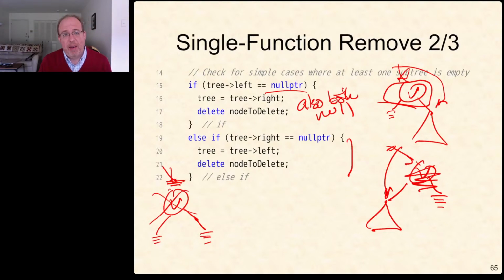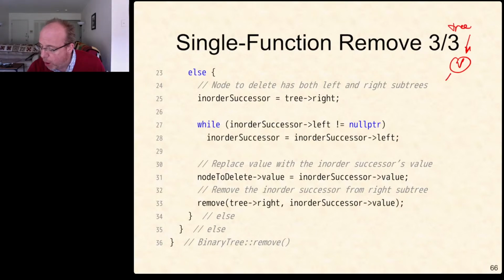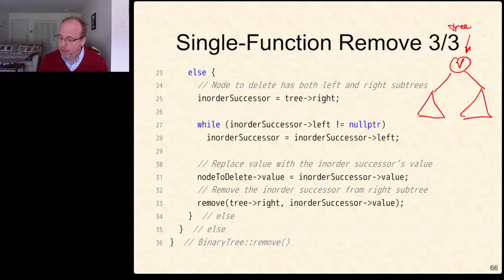Okay? The thing that's left is the hard case. I'm going to walk through this one a little bit carefully. Here's the picture. We have a node V we want to delete. We have a pointer to it, which is tree. It has both a left subtree and a right subtree. What we're going to do is look for the in-order successor. We're going to start to the right, which has to exist because we know the right subtree isn't null. If it was null, we would have already been done.